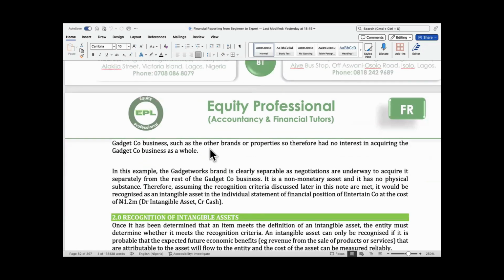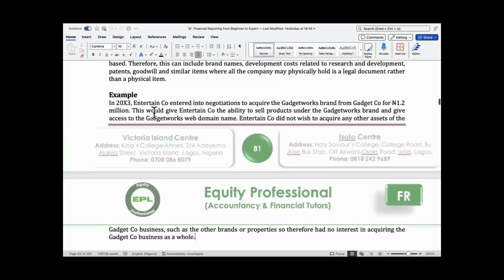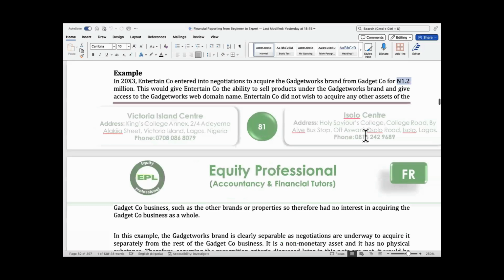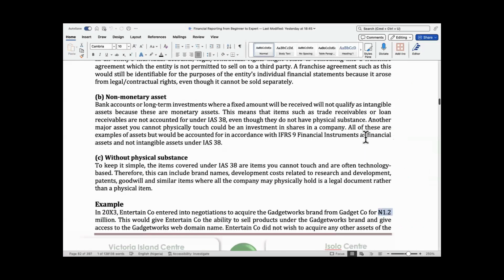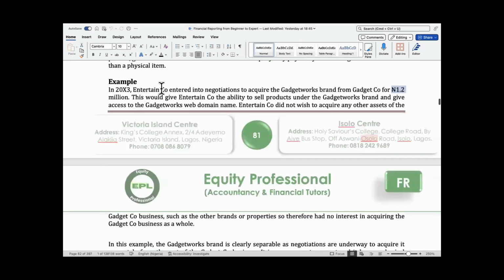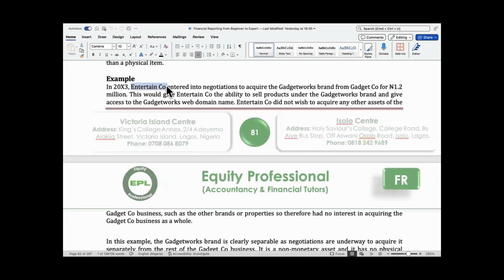Okay, so this example is just a scenario to show you that as far as Entertain Co is concerned, it has a franchise. And that franchise is an intangible asset, which it paid 1.2 million for. It's an intangible asset. And of course, it's identifiable because it is arising from contracts. It is a non-monetary asset because Entertain Co cannot say, okay, for the fact that I have bought this brand from Gadget Co, this is the amount I will get back. It's not sure. It doesn't know. It depends on how well it can use that name.